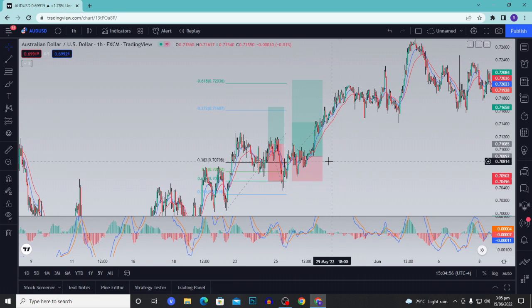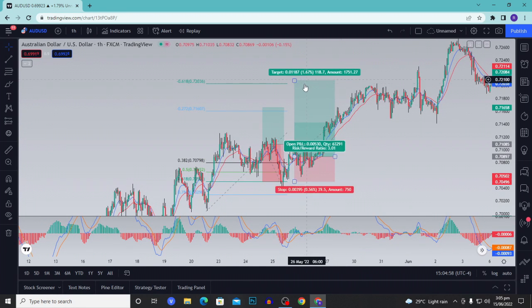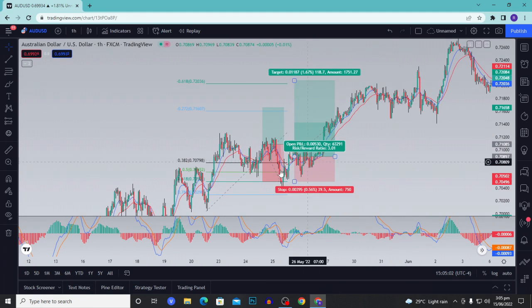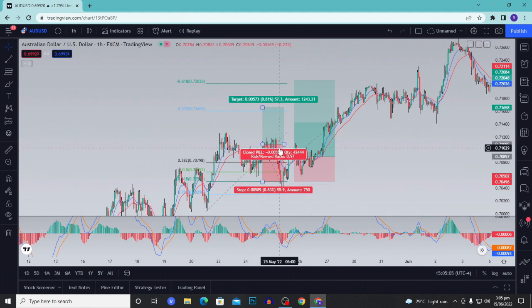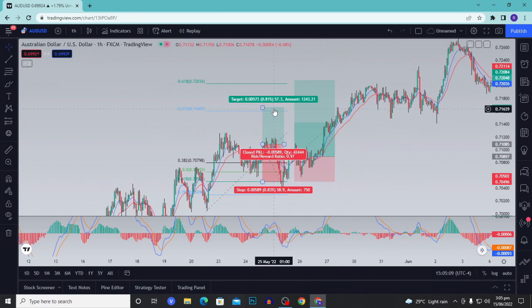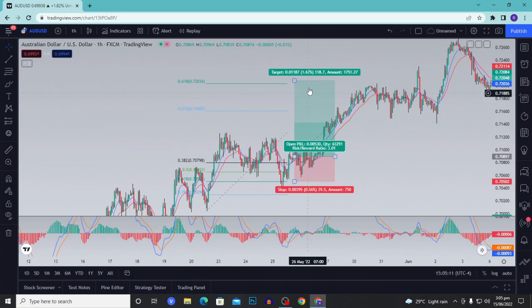So in this case we would have profited 118 pips, just like that. So we lost one, we got a no trade, and we won one, winning 118 pips.